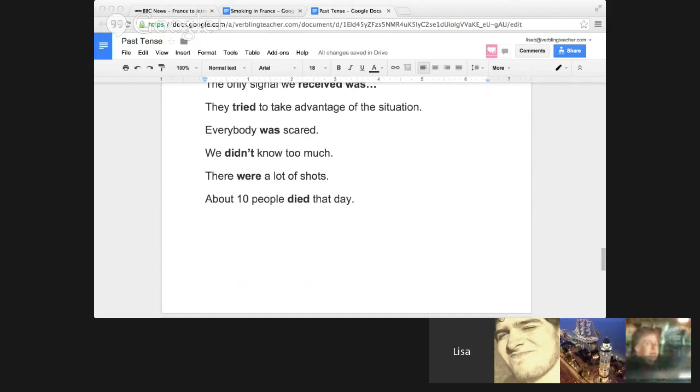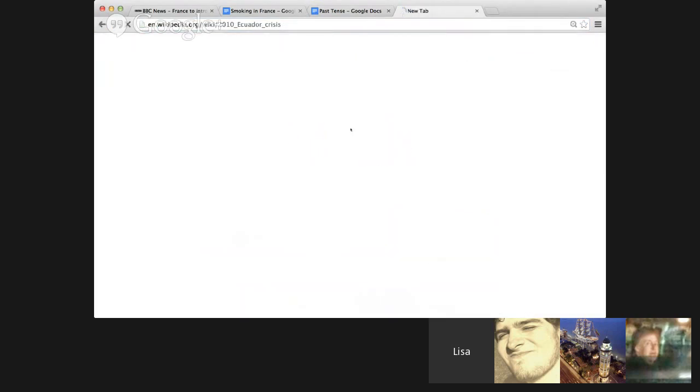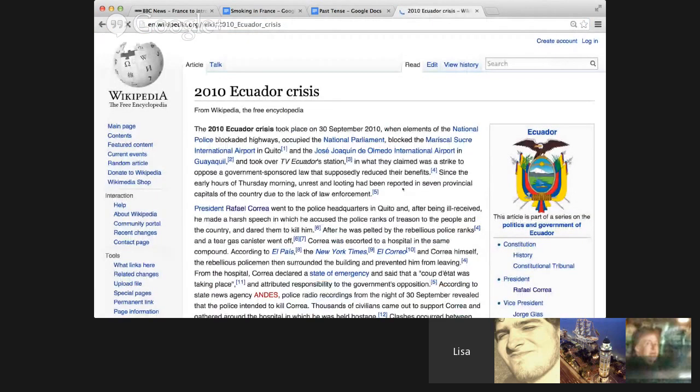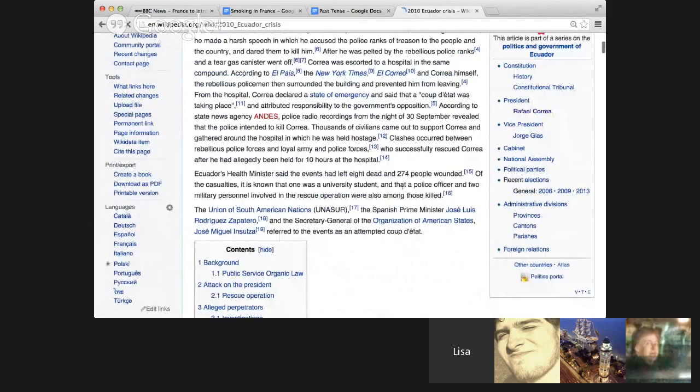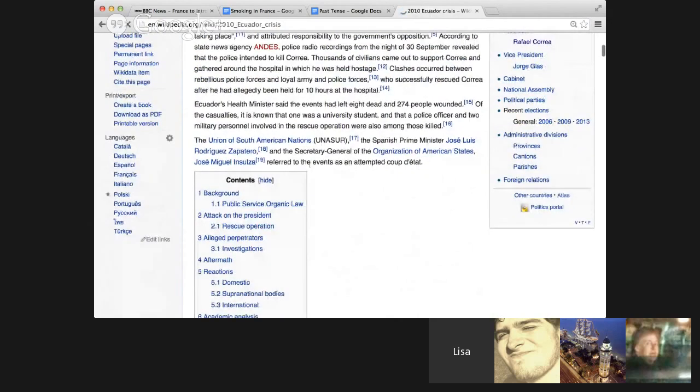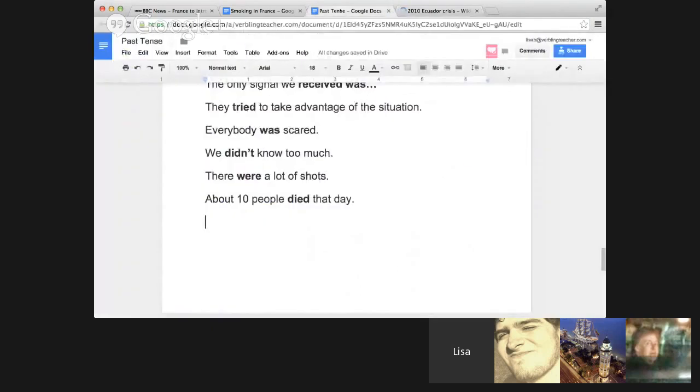Okay. So I'm reading a little bit about what you're talking about. It shows on Wikipedia, as you're talking, I was looking at the 2010 Ecuador crisis, what they're calling it. They referred to the events as an attempted coup d'etat. So the police was trying to take over the government. Is that how you understand it? That is supposed to be, but I don't know.